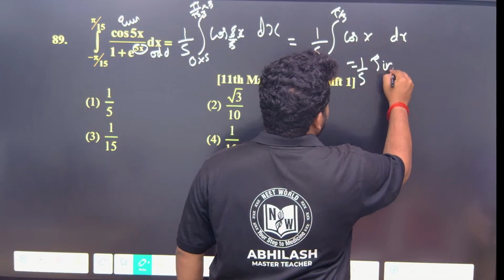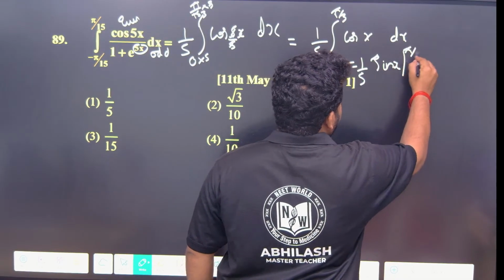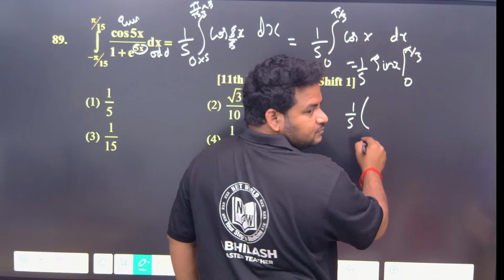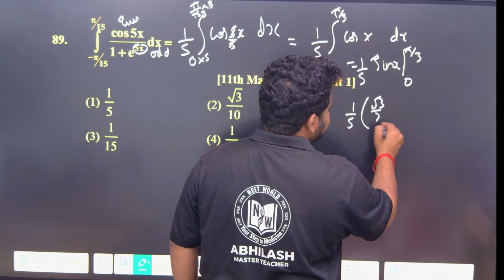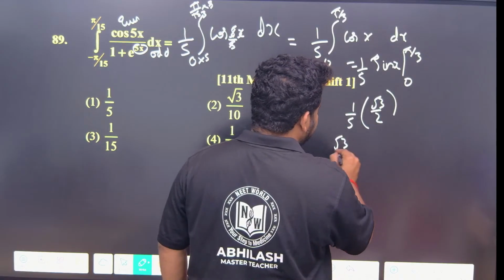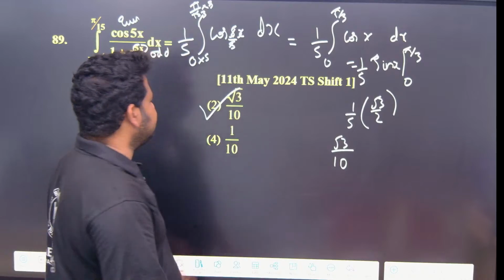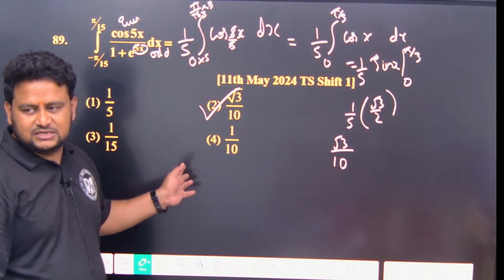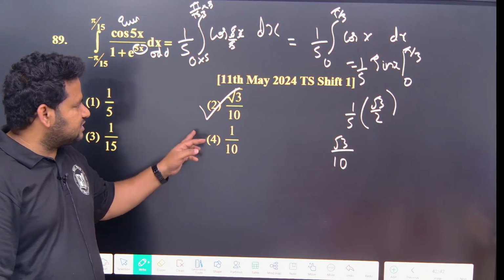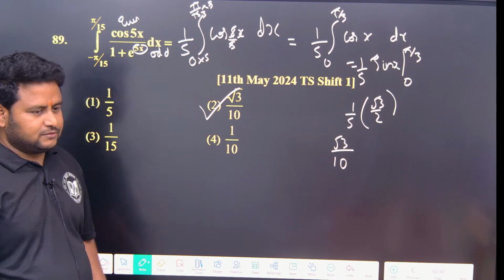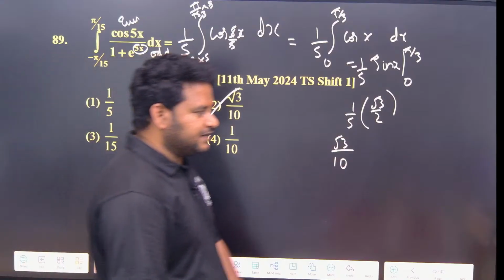Sin x, from 0 to pi by 3. 1 by 5, sin pi by 3 is how much? Root 3 by 2. And sin 0 is 0. So this will become root 3 by 10. So root 3 by 10 is which option? Second option. So very easily you can get the answer. Understood everyone? So the answer is root 3 by 10. Clear to everyone? Please make a note of it. The answer is root 3 by 10.